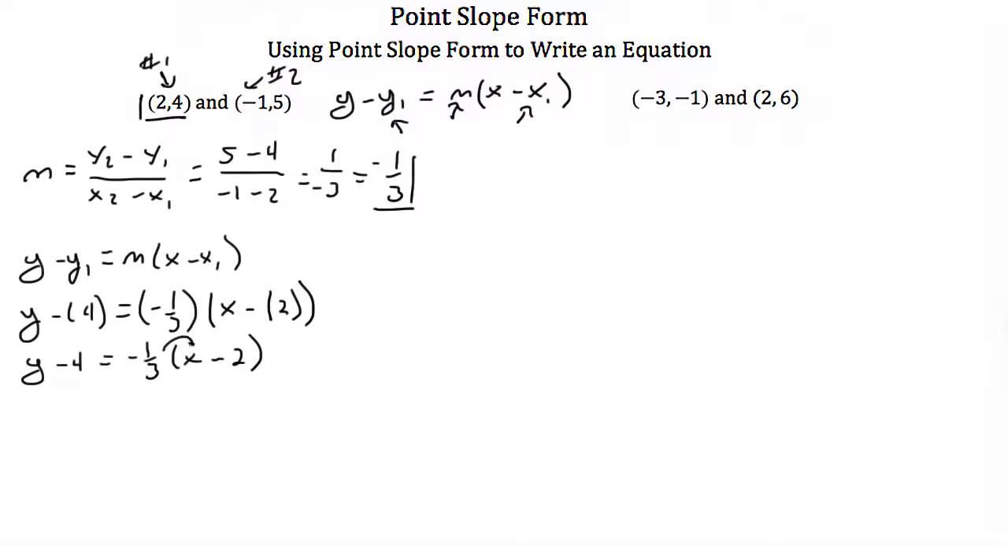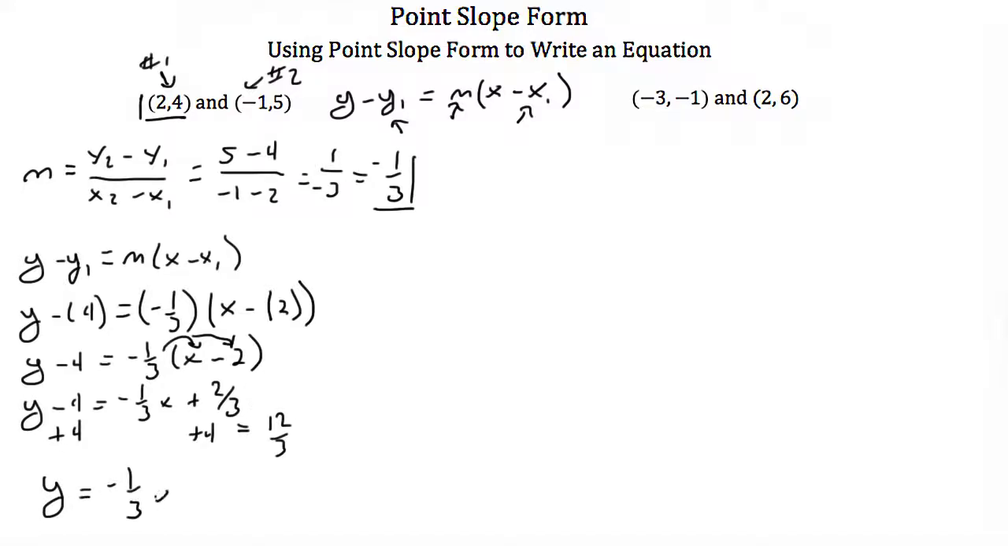I'm going to distribute the negative 1/3 in. So we'll get y minus 4 is equal to negative 1/3 x plus 2/3. And I'm going to add 4 to both sides. Now adding 4 is the same as adding 12/3. So we're going to end up with y is equal to negative 1/3 x plus 14/3.